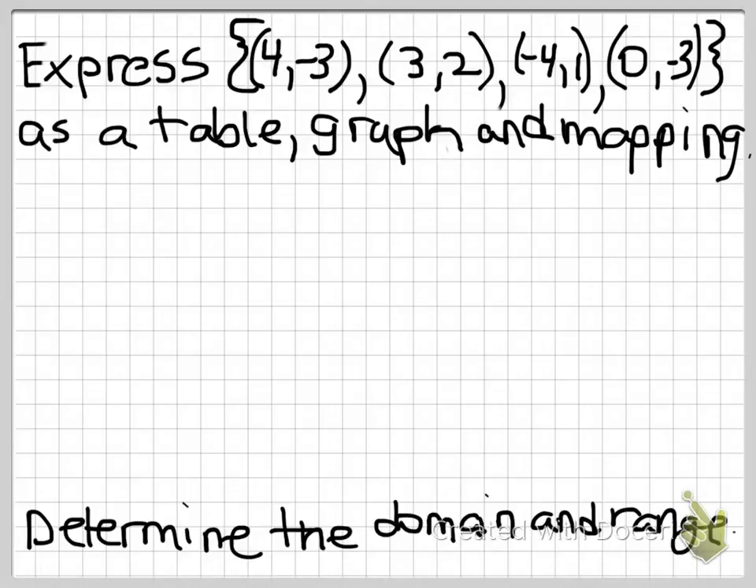So now we're going to try and represent the relation listed here as a table, a graph, and a mapping diagram. It's already listed as ordered pairs. So we have 4 ordered pairs: (4, -3), (3, 2), (-4, 1), and (0, -3).